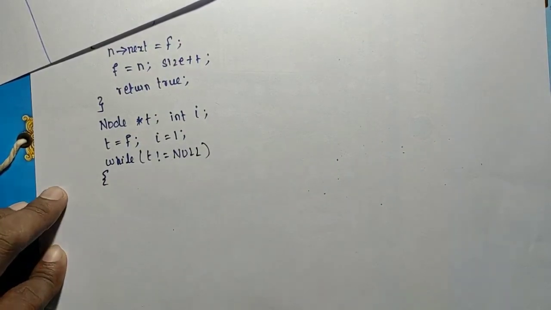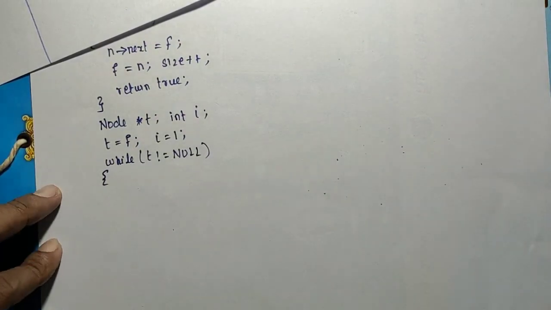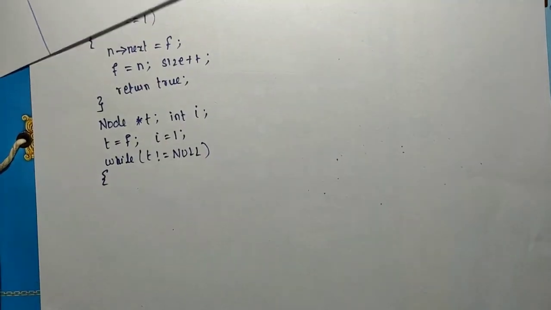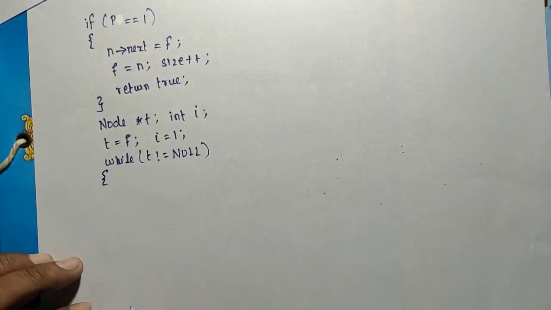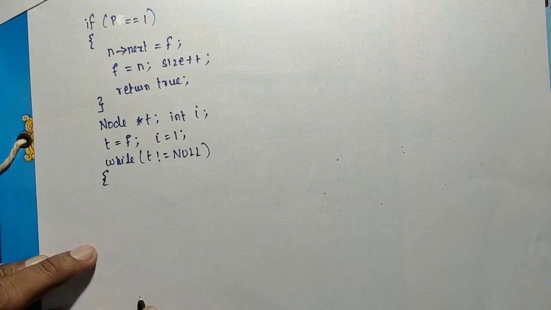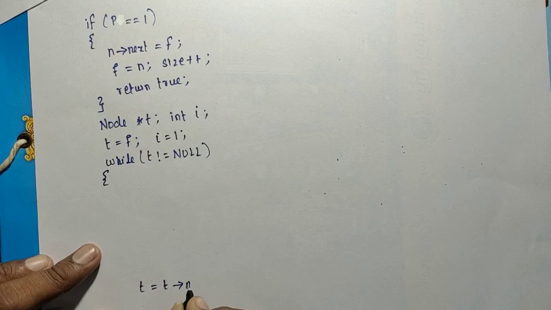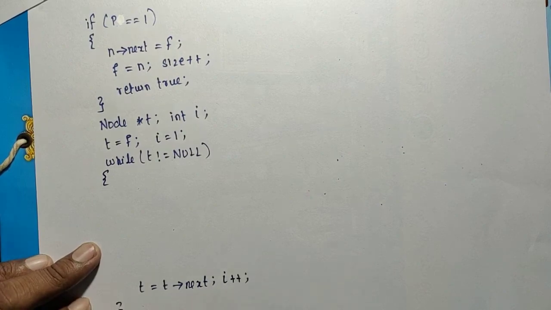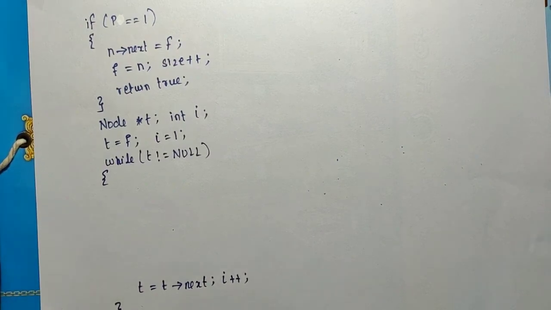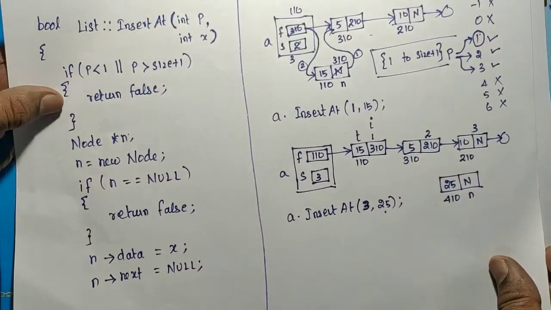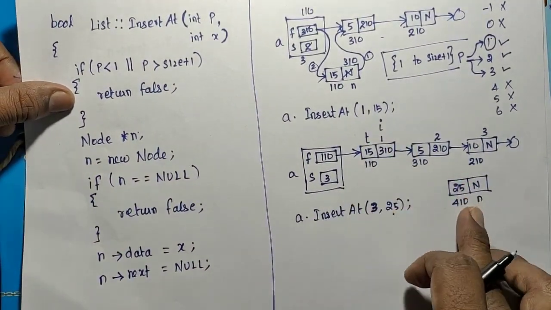Here I need to increment the T, T equal to T of next. I also should get incremented. That is I plus plus, that I have to do here. So T gets incremented, I gets incremented like this. So the loop will get executed till T equal to null. Now in between I need to look for the second node.